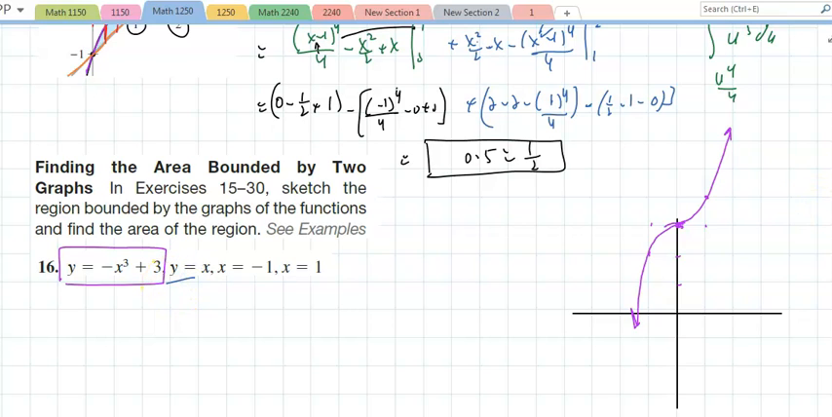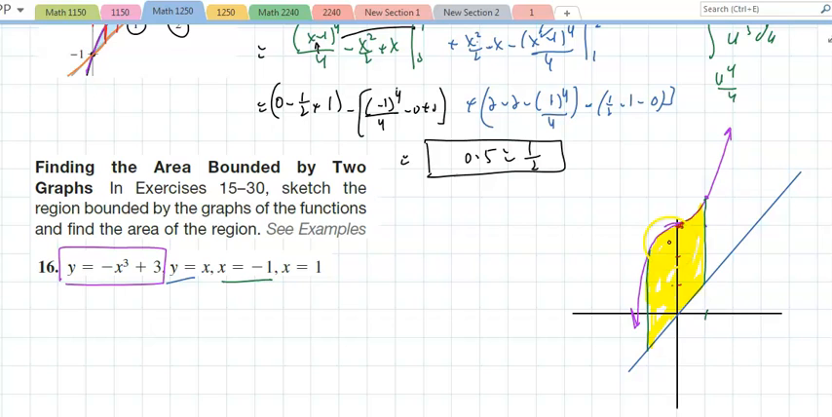Y equal x is a line that runs at 45 degrees. So right there. Starts at 0 with a rise 1, run 1. They want us to cut this off between x equal negative 1 and x equal 1. And do you see the region they're talking about? They want us to find this area. And how do you do that?